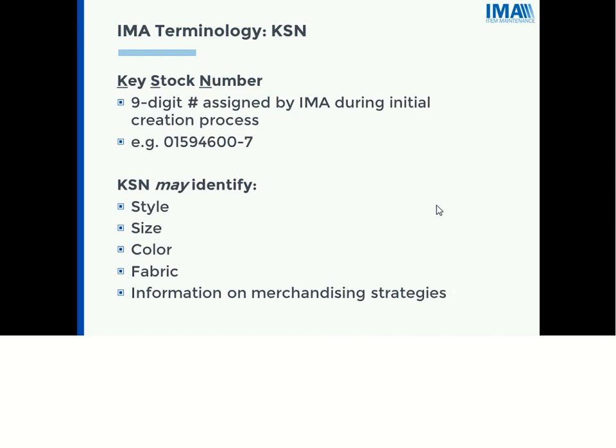The KSN stands for Key Stock Number, and it's a 9-digit number assigned by IMA during the initial creation process. It's completely random. There's no rhyme or reason to the number. It does include a dash and check digit at the end. One of the things you'll notice in IMA is that if you do a quick search for a KSN, you actually have to leave off that dash and check digit. If you leave those on, you're not going to get back any search results. The dash and check digit is required at the store level, and I think there are a couple of other systems it's required for. But in IMA, you can leave that dash and check digit off.